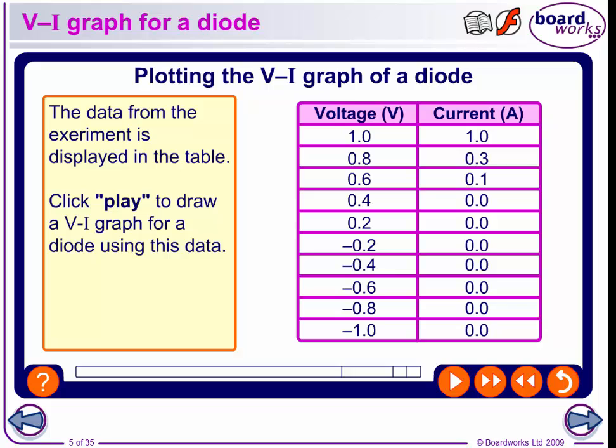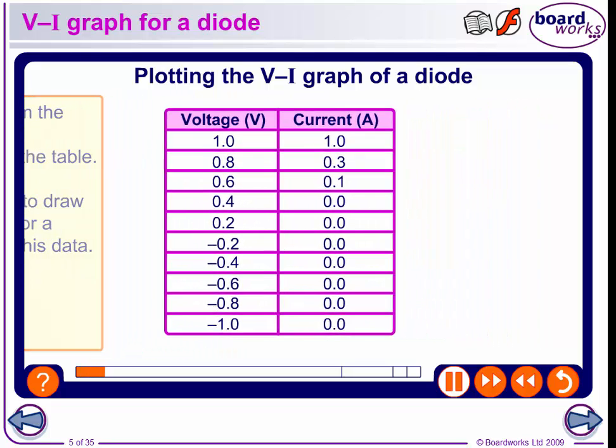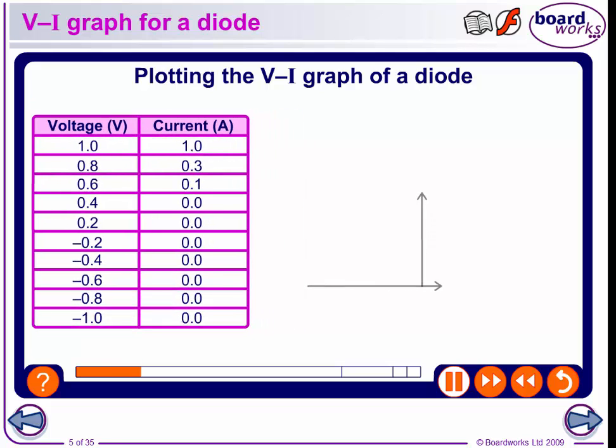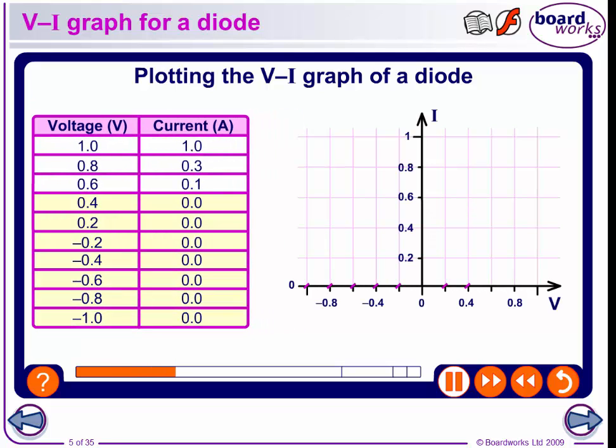So if we plot the graph of voltage against current for the diode, these are the values that we had. We'll press play. So now we're going to plot the graph of potential difference against current. For all the negative values of the voltage, there's going to be no current. You notice that suddenly the current starts to flow after about 0.6 volts.